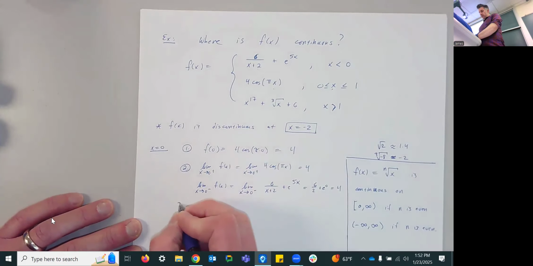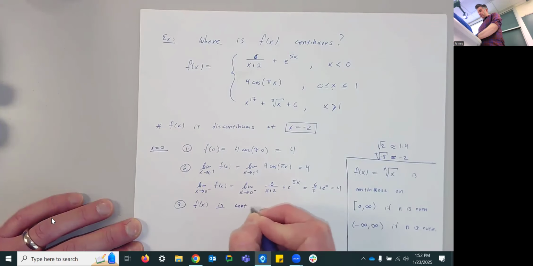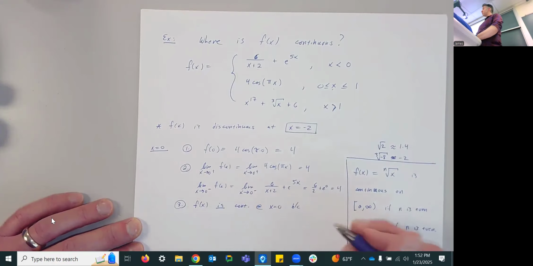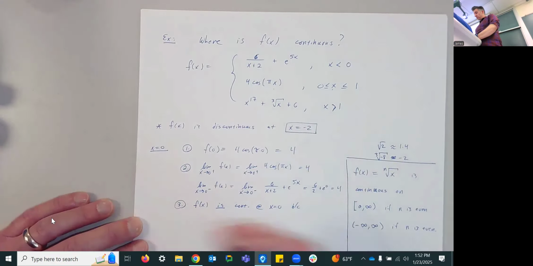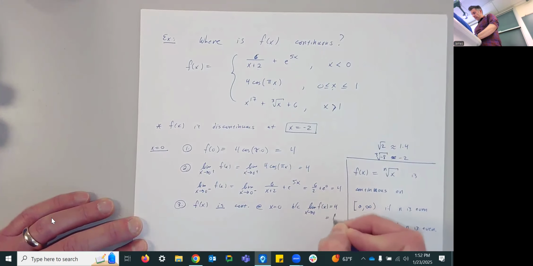So we can see that f of x is indeed continuous at x equal to 0 because the function exists, the limit exists, and they are the same. So because the limit as x approaches 0 of f of x is equal to 4, which is equal to f of 0.